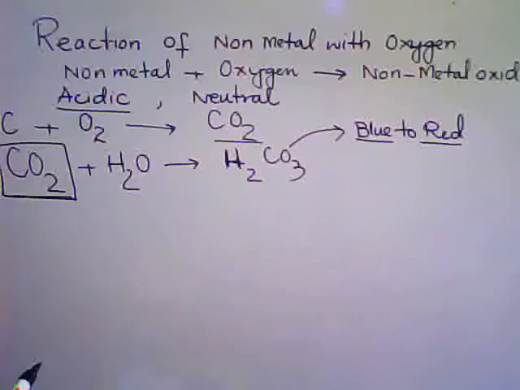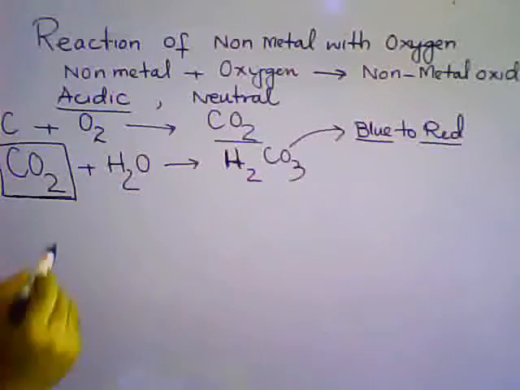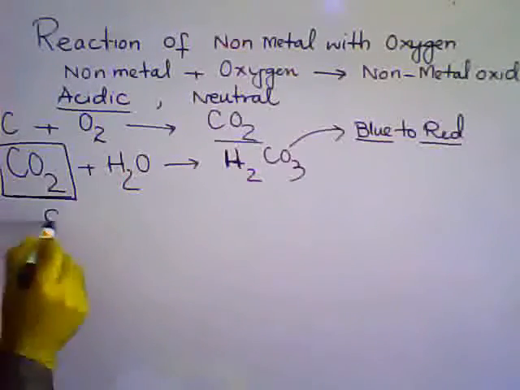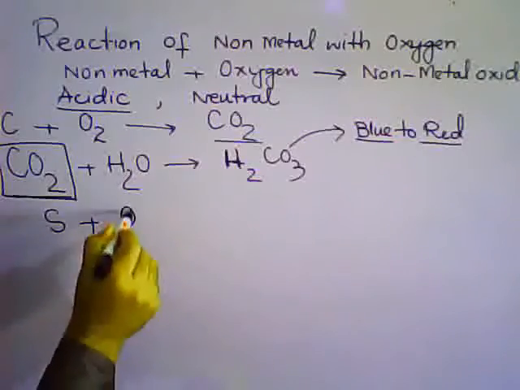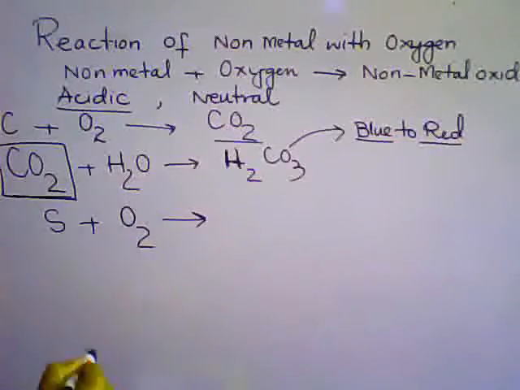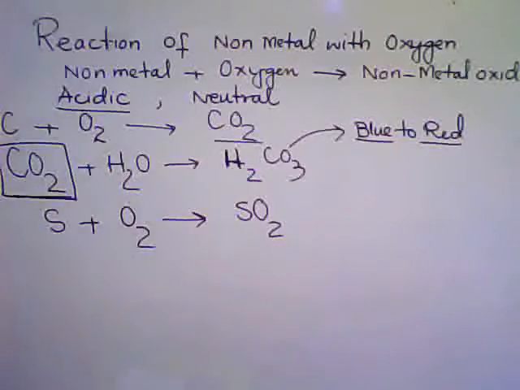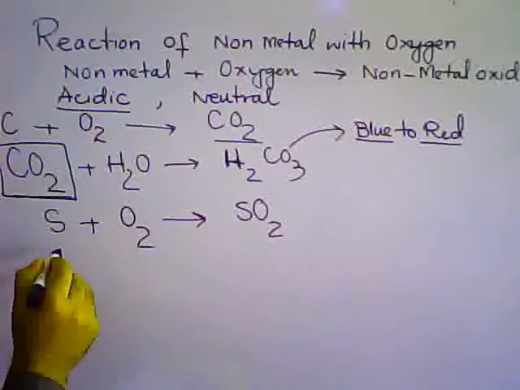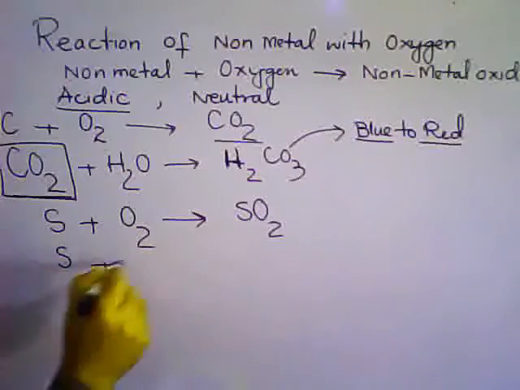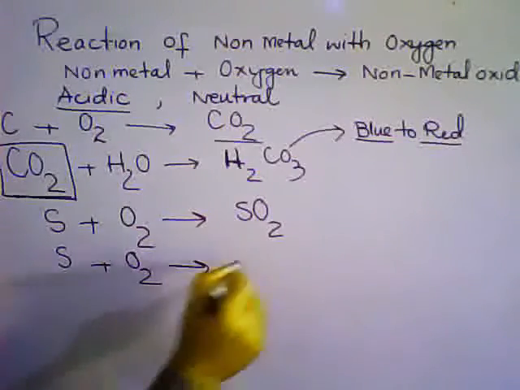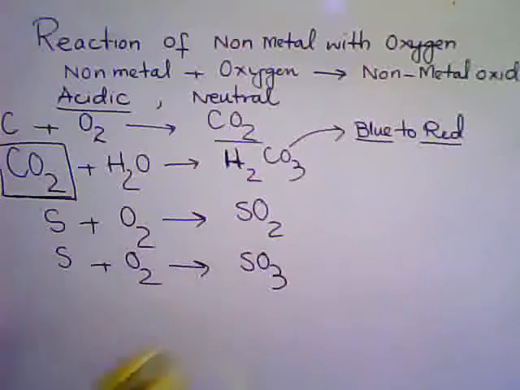Now similarly, if we take another non-metal, that is sulfur, we are reacting sulfur with the oxygen. The reaction will be likewise, and it will form an oxide that is known as sulfur dioxide. Okay dear, this sulfur dioxide is also acidic in nature. So this sulfur can form trioxide also. So we will take that reaction also. Sulfur is reacting with oxygen. It's forming sulfur trioxide, SO3.